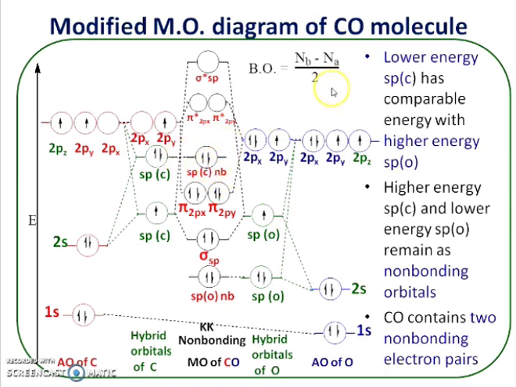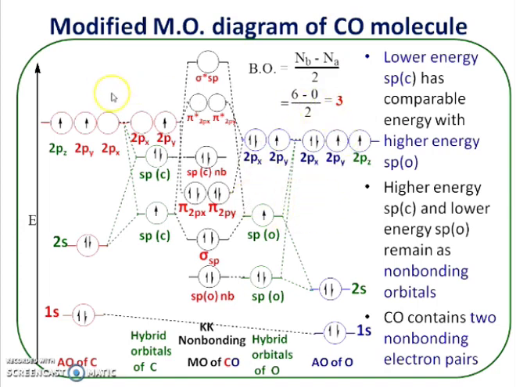Now the bond order for carbon monoxide is equal to the number of bonding electrons minus the number of antibonding electrons, upon 2. Now the number of bonding electrons is 6: sigma sp 2, pi 2px 2, pi 2py 2. So altogether 6 bonding electrons are there. Antibonding electrons are 0. All the antibonding orbitals are vacant. So bonding minus antibonding upon 2, that is 6 minus 0 upon 2, that is equal to 3. Bond order for carbon monoxide is 3.